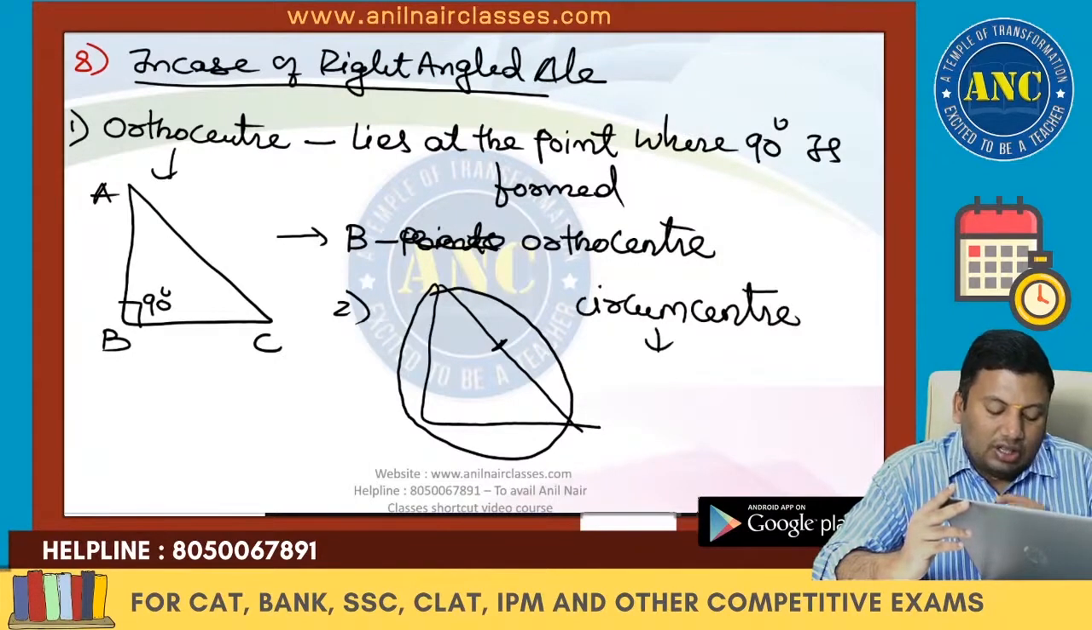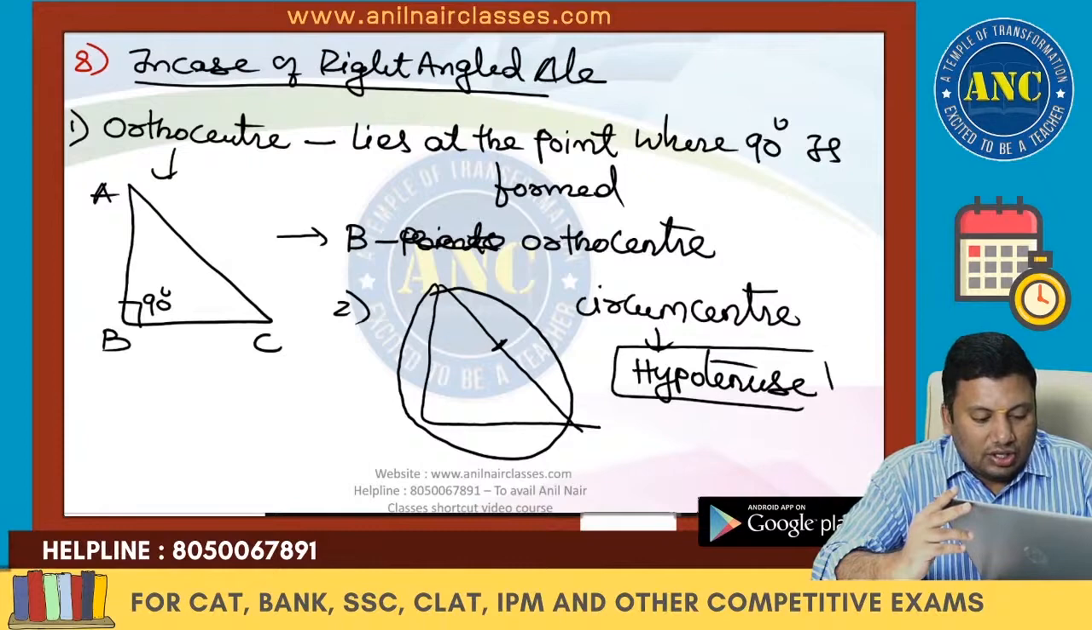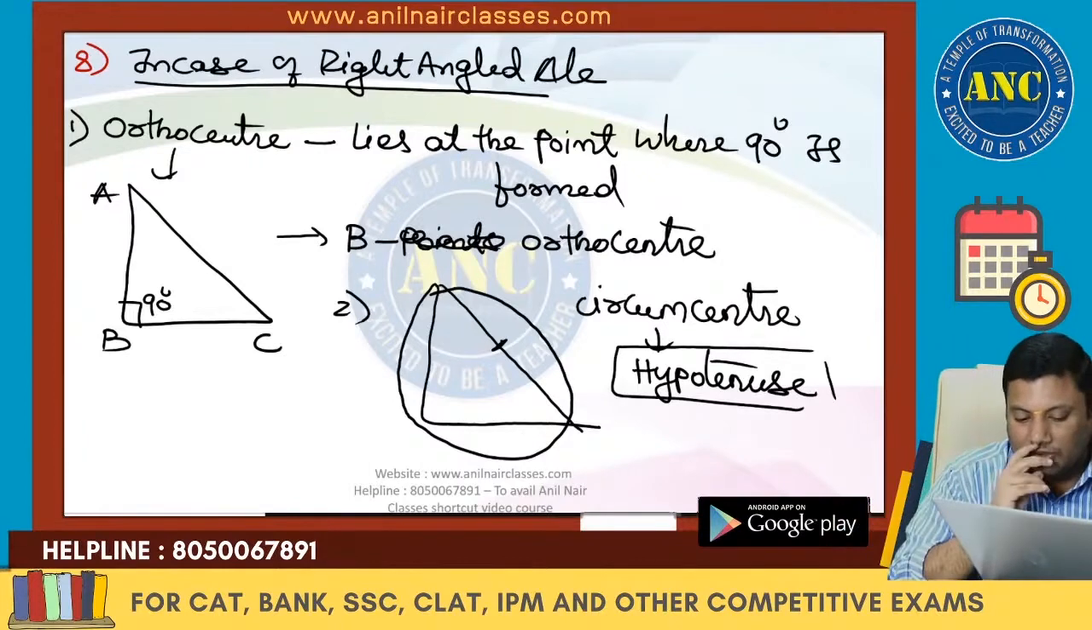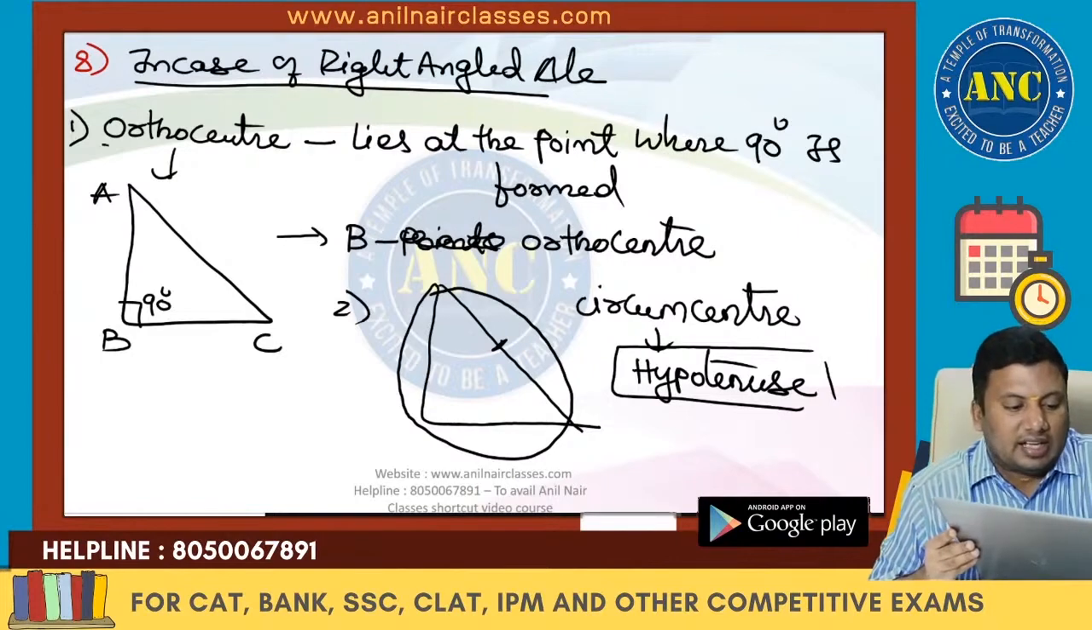Circumcenter lies on the hypotenuse. First point and second point, it is clear.